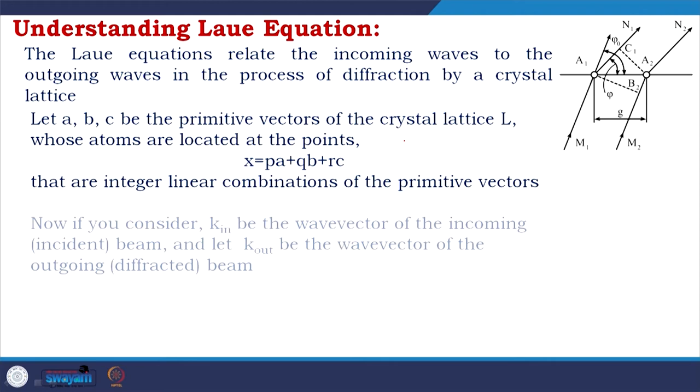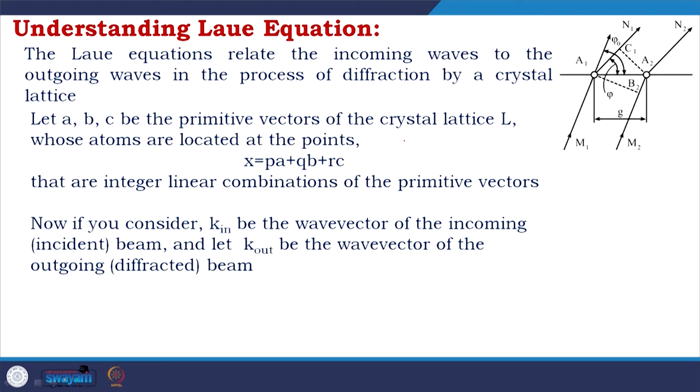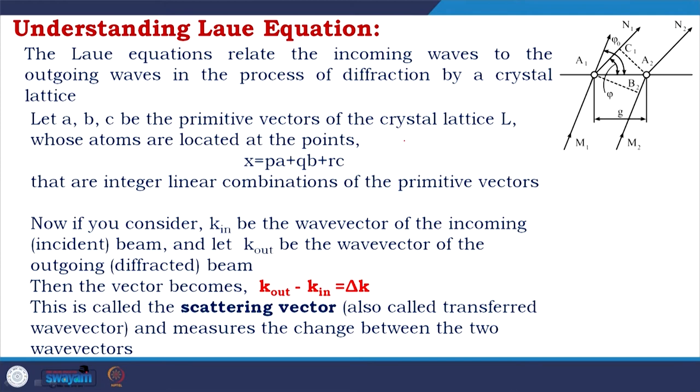Now, if we consider K in to be the wave vector of the incoming beam, incoming light, and K out to be the wave vector of the outgoing beam, the difference K out minus K in equals del K. Del K is called the scattering vector, also called the transferred wave vector, and it measures the change between the two wave vectors. So, what happened? As I told you, it is a comparison between the incoming wave and the outgoing wave.